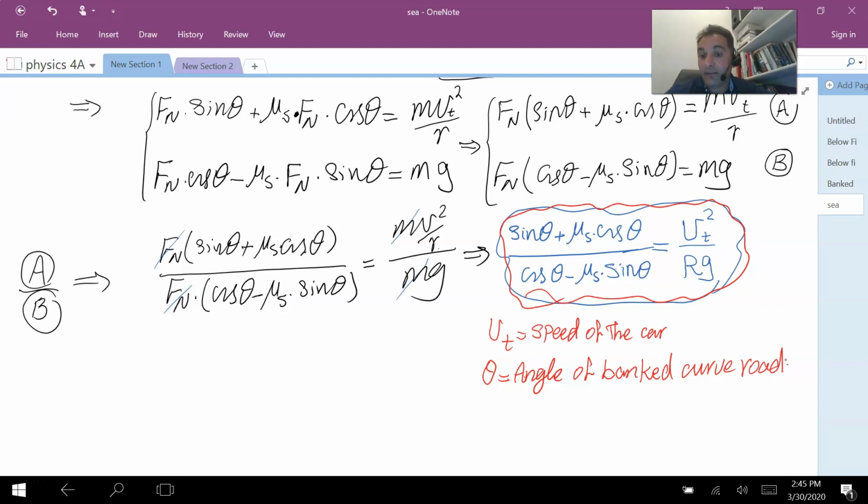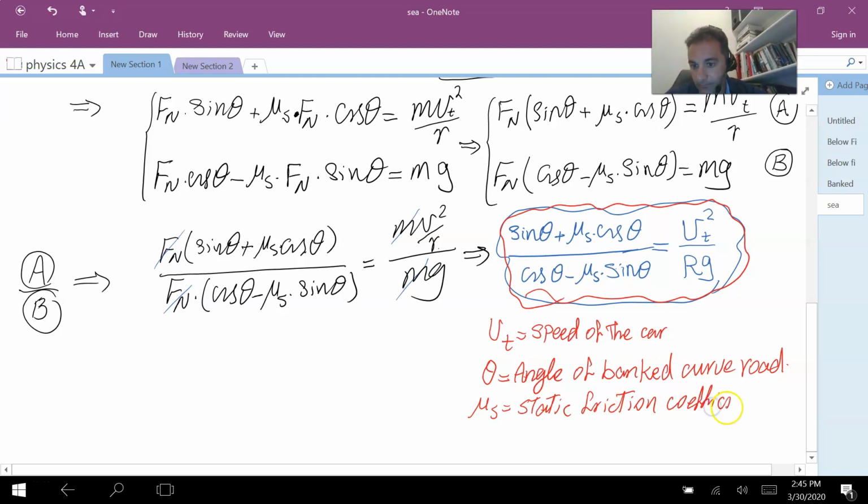So theta is the angle of the banked curve road. What is mu s? It's the static friction coefficient, which is between tires and asphalt or concrete.